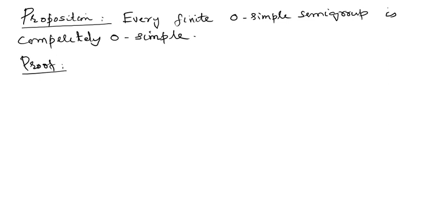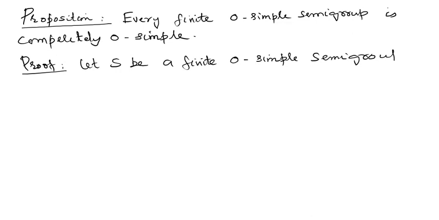So let S be a finite zero simple semigroup. So it's finite. So finite means that the order of every element of S is finite. Whenever the order of every element of S is finite, then for every element A of S there is some natural number n such that A power n is idempotent.